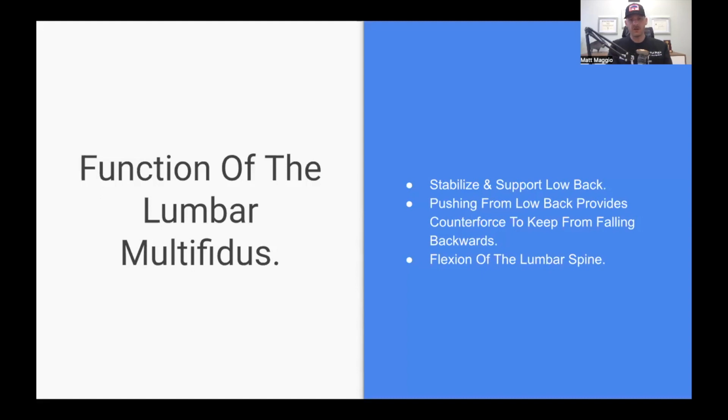So, function of the lumbar multifidus muscle group: it stabilizes and supports the low back. Basically it supports the entire spine, but I'm specifically talking about the lumbar muscles, from S2 all the way up to L1. It's really important in pushing from the low back, and it provides a counter force to keep you from falling backwards. So say you go to push a door open, those muscles provide a counter force to keep you from falling over, and also produce flexion of the lumbar spine.